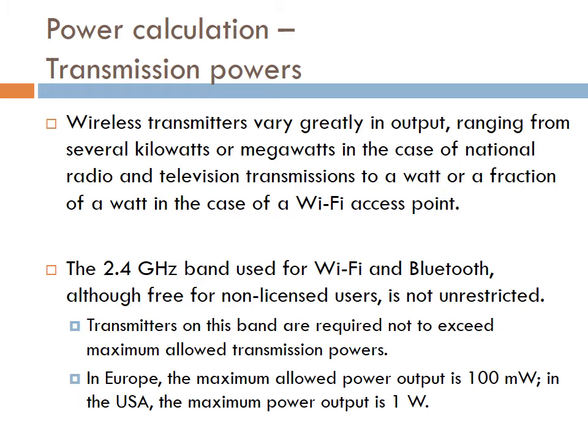The 2.4 GHz band used for Wi-Fi and Bluetooth, although free for non-licensed users, is not unrestricted. Transmitters on these bands are required not to exceed the maximum allowed transmission power. In Europe, the maximum allowed power output is 100 milliwatts. In the USA, the maximum power output is 1 watt.